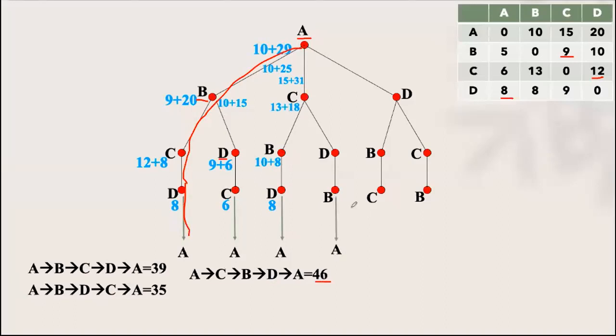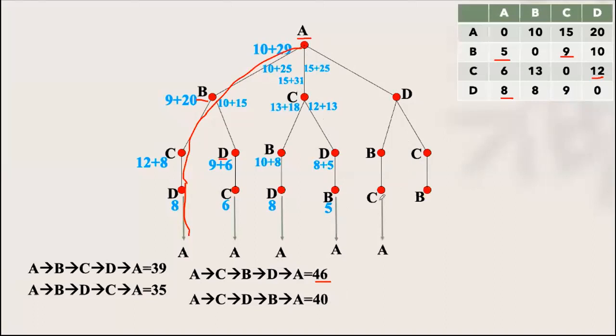Next here, B to A again. B to A cost is 5. Next, D to B. D to B is 8. 8 plus 5. C to D. C to D is 12. 12 plus 13. Okay, 25. A to C is 15. 15 plus 25. That is 40. The path is A to C, D, B, A. Cost is 40.